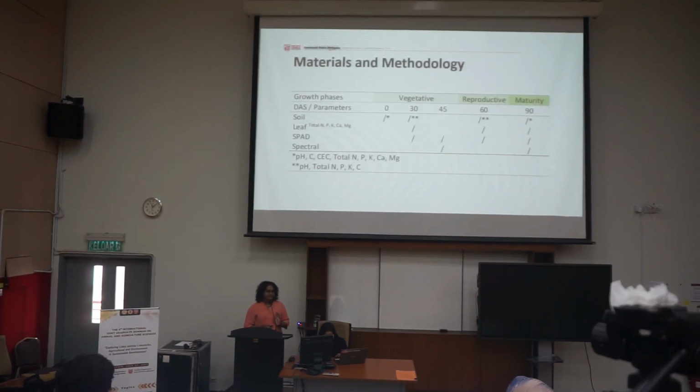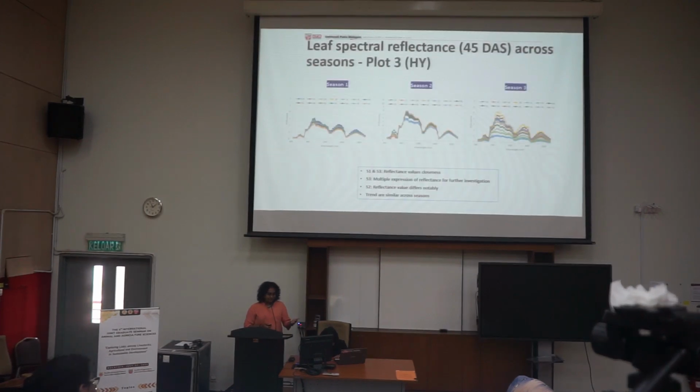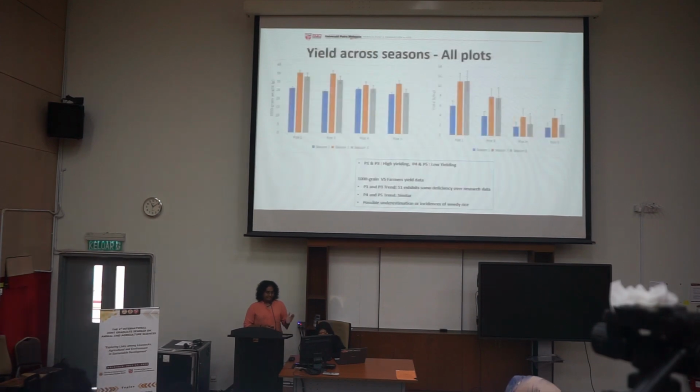And within the plots, we have high yielding plots and low yielding plots. At the high yielding plot, as you can see, the trends are similar. However, season 1 and season 3 show similar average values. For season 2, the reflectance values differ notably.